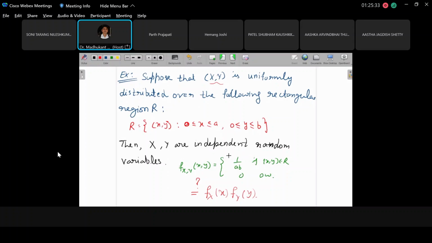So x will follow the uniform distribution over the interval 0 to a. Its marginal PDF is fx of x equals 1 by a whenever x lies between 0 and a, and 0 otherwise. Similarly for y, fy of y is 1 upon b whenever y lies between 0 and b, and 0 otherwise.